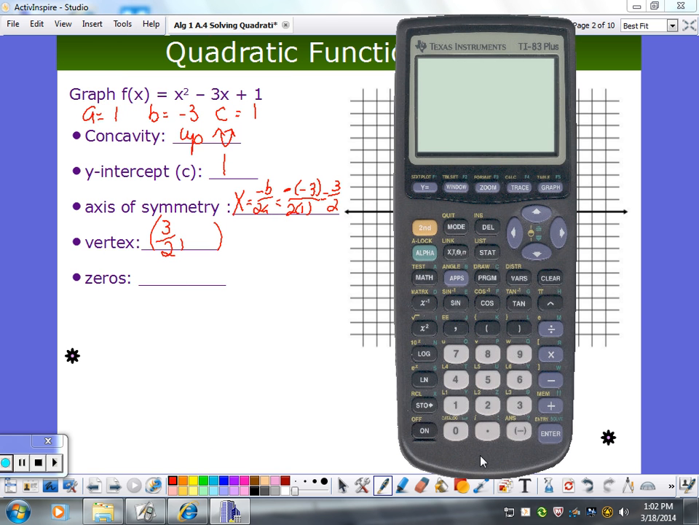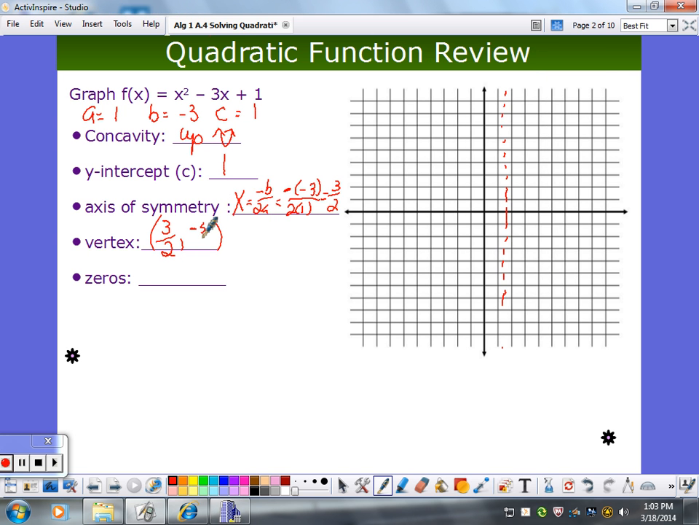Calculator can help us figure out what the y value is by plugging in. 3 halves squared minus 3 times 3 halves plus 1. I'm getting negative 1.25. If I want to write that as a fraction, it's negative 5 over 4, which is negative 1.25. So let's see. Y-intercept was at 1, which means there's another one on this side. And negative 1. So I'm a little bit below there.